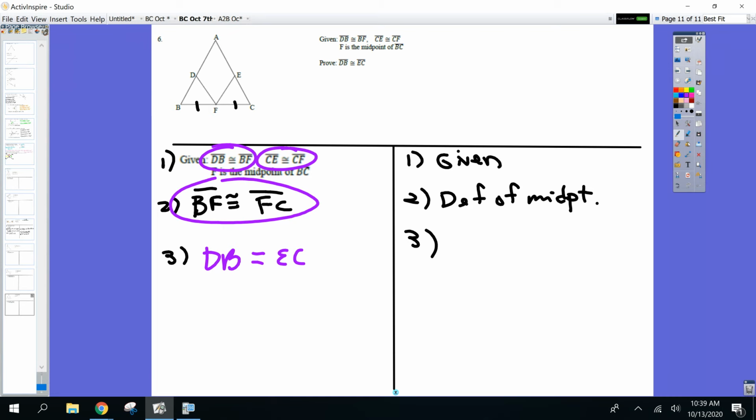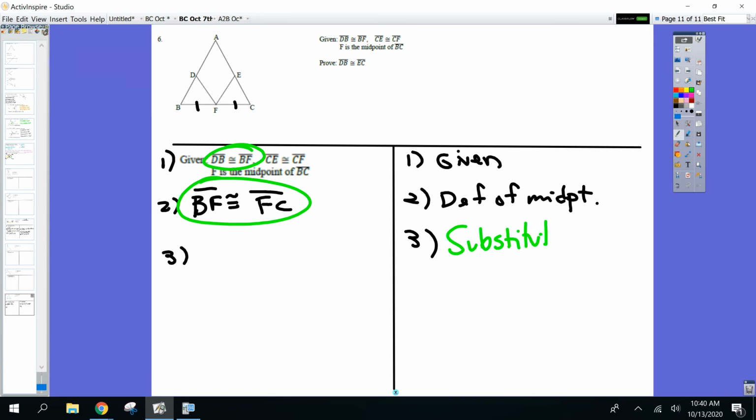So you have to make a decision right now. Let me get rid of this. You need to pick 2 of them right now, 2 out of those 3 that I had just circled, and use substitution. I'll make a decision. Let's use these 2 right here. DB equals BF. BF equals FC. Somebody using substitution come out with the correct conclusion. All right, correct conclusion here. Using these 2, use substitution for me.